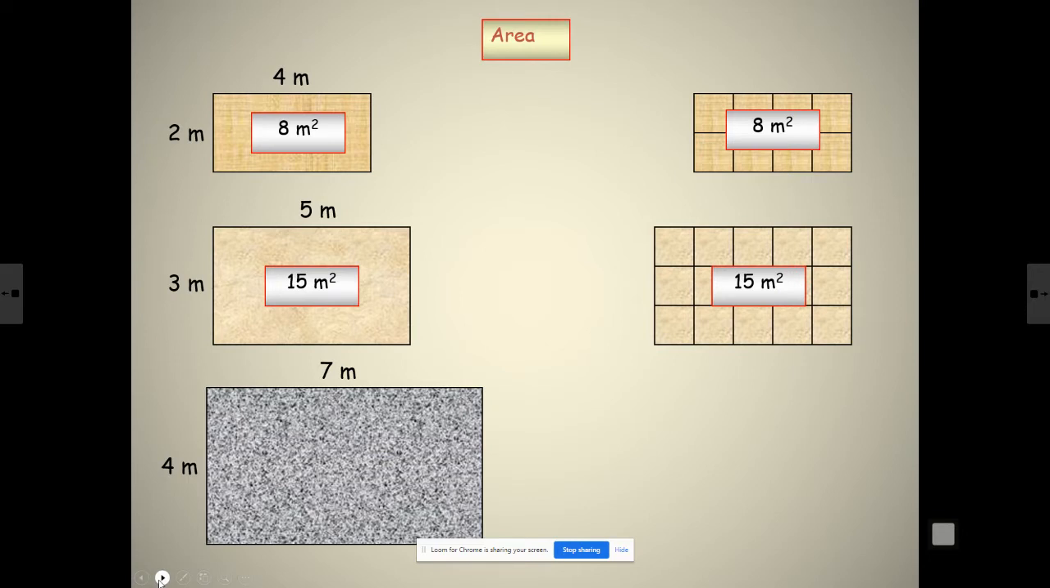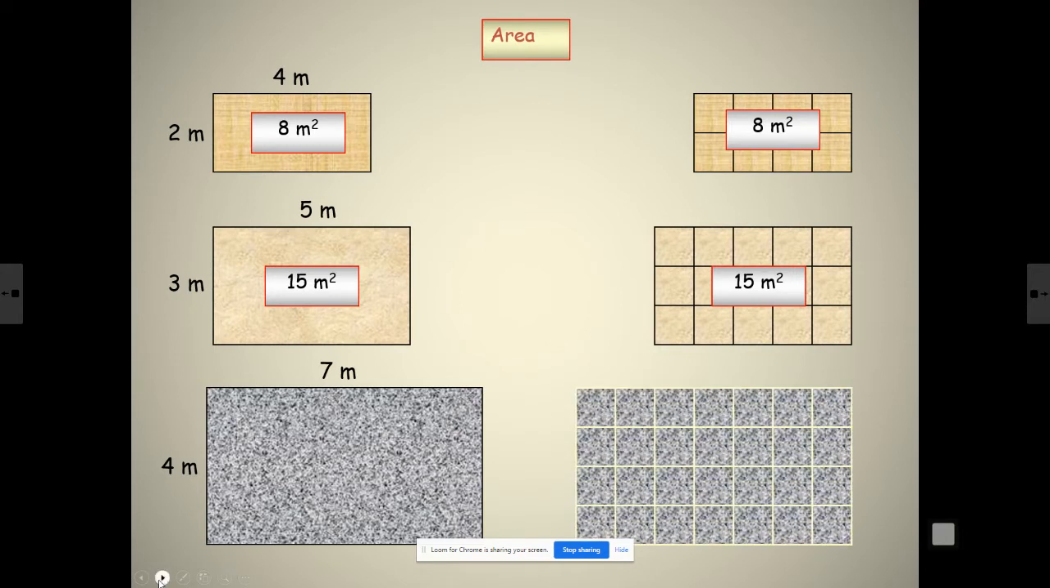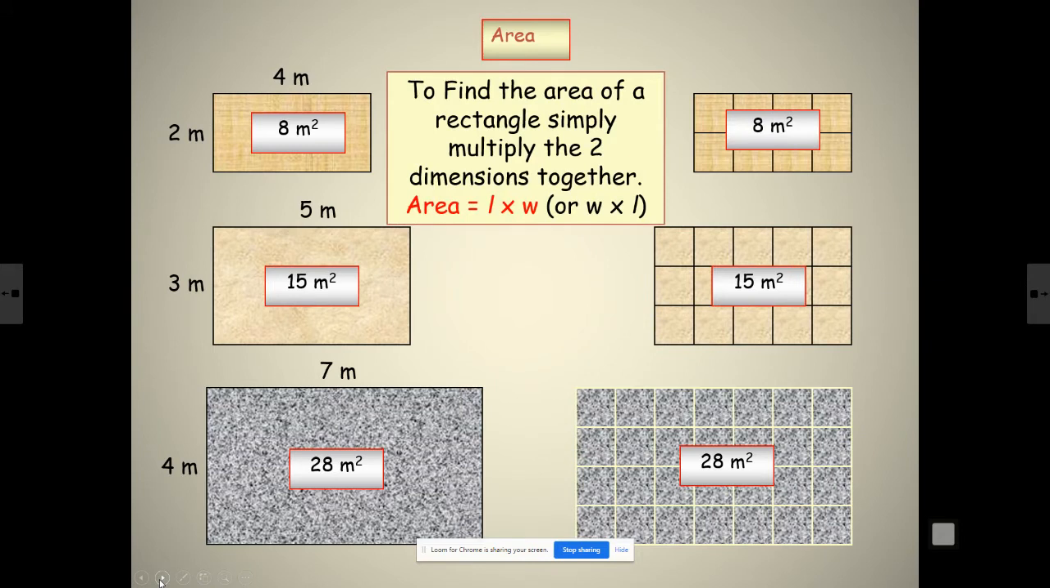And the final one, you can pause this video at any time if you want to have a go at doing it and then listen to the answer. So please feel free to do that. 7 times 4 gives us 28 meters squared. Okay, so that was area, and that was filling in a flat space using squares. And that's resulted in us being able to just multiply the 2 dimensions, length and width, or width and length, it doesn't matter which way round, to give us the area.